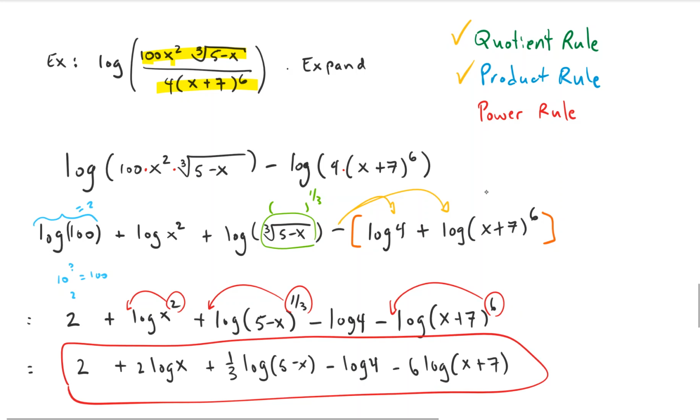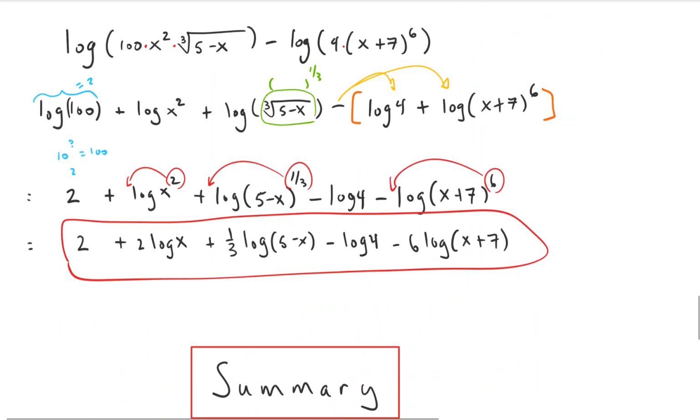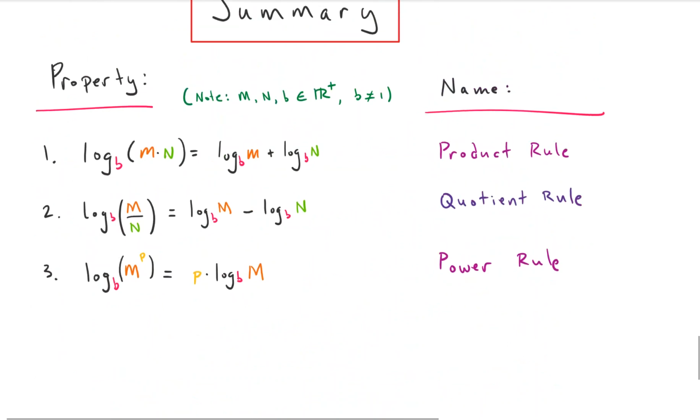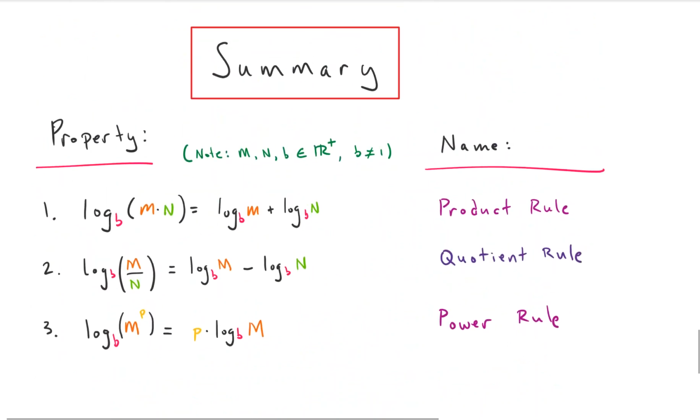Kind of long. That was probably the most complicated, but we made it, right? We did it, and the power rules are all done. So what do we have left? Our little summary. Here are all of the rules that we have used: the product rule, the quotient rule, and the power rule. That's it. Thanks for watching.